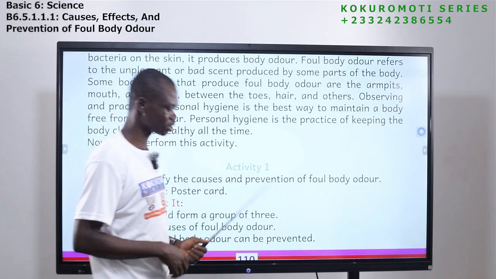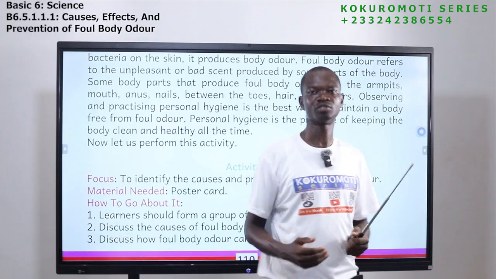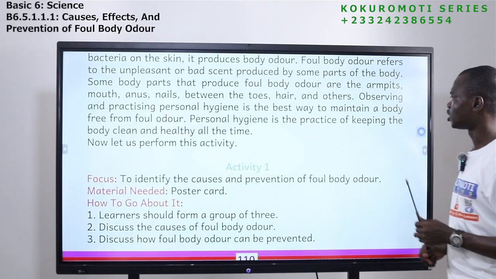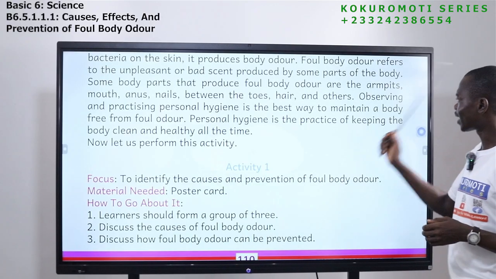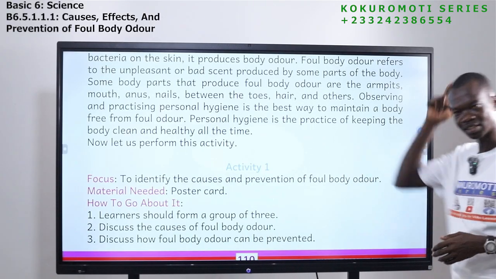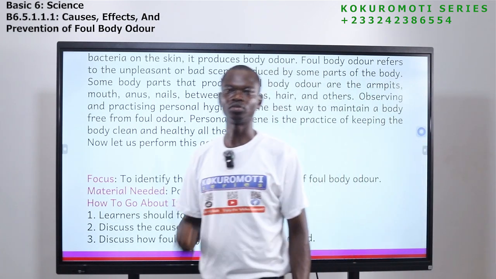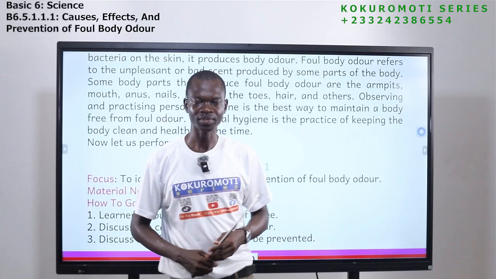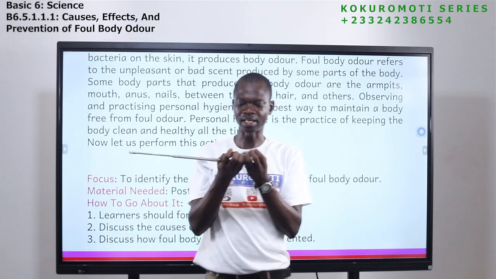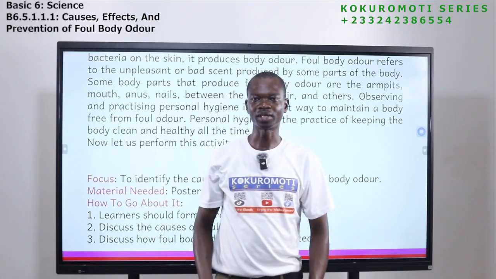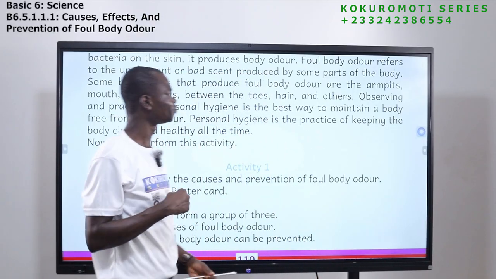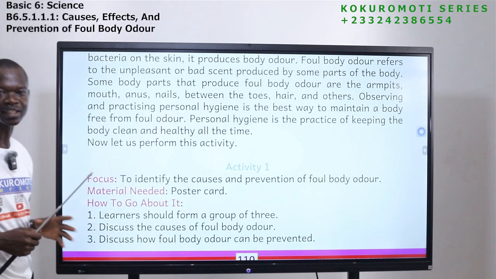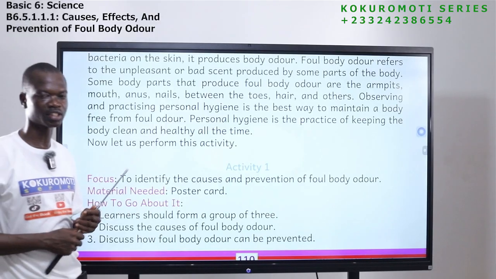And then we have in between toes, your toes, in between them, you should also keep that place clean because that is another part that produces what? Foul body odor. And then we have our hair and other parts. So this is the hair. Our hair too produces foul body odor. So we have seen some parts of the body that produce foul body odor. The armpits, the mouth, the nail, in between toes, and what again? Have you mentioned the mouth? Yes, the anus, the hair, all these parts are part of the body that produces foul body odor.